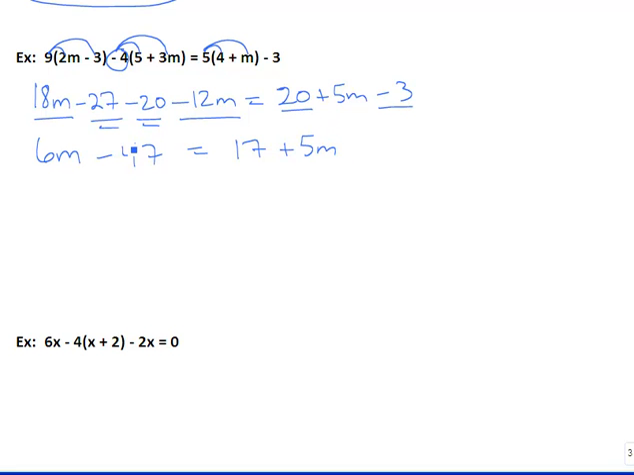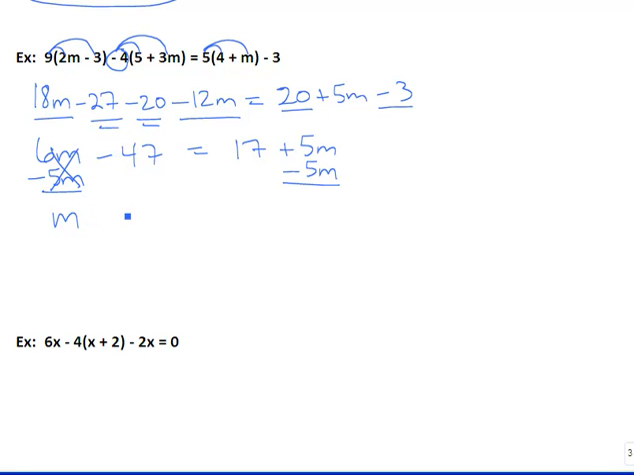Now I'm ready to get my m's together. I usually move the variables first, but it really doesn't matter whether you move the numbers or the variables first. To keep my coefficient in front of m as positive as I can, I'm going to choose to subtract 5m from both sides. That way 6m minus 5m becomes a positive 1m.